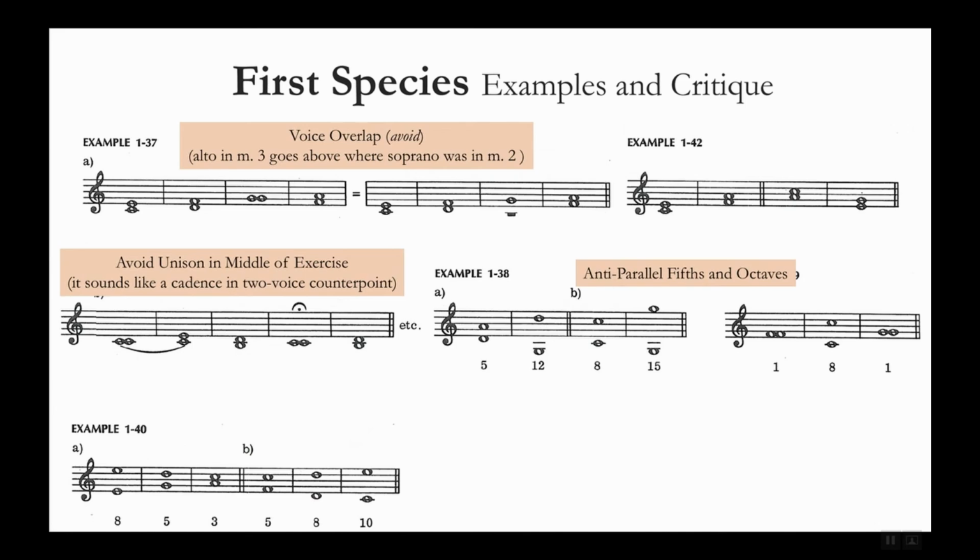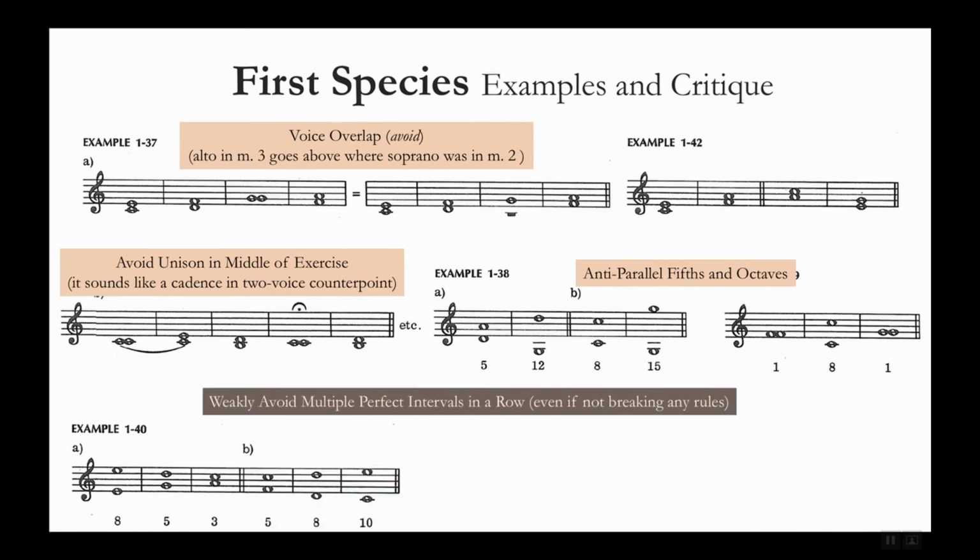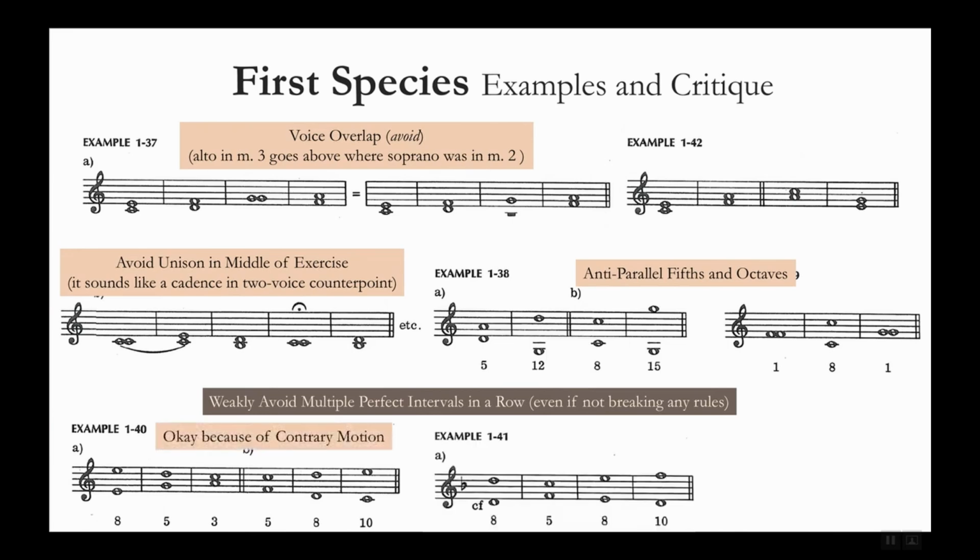Those are great. Both cases you have contrary motion. So let me play them again because this is subtle. They're saying that you want to weakly avoid these multiple perfect intervals in a row. So this finds contrary motion from an octave to a fifth, to a third. Both of those I think are fine, because of the contrary motion. So let's check out what's in 1-41.